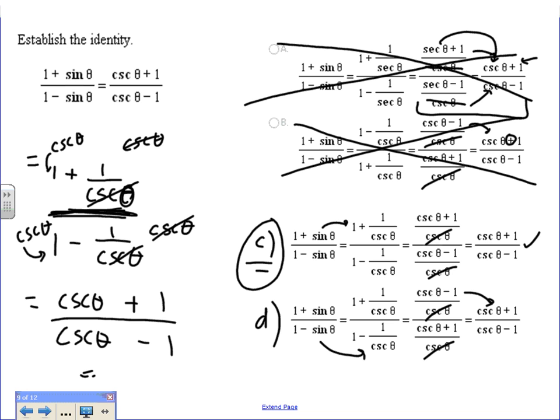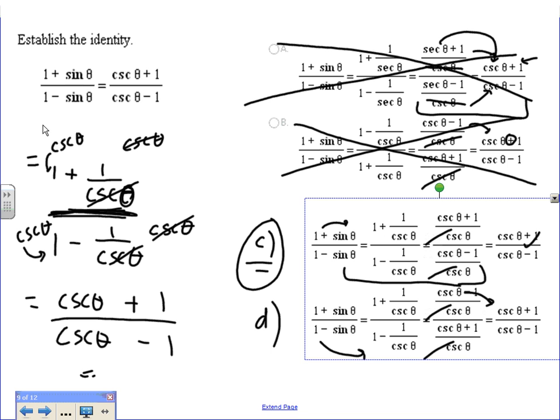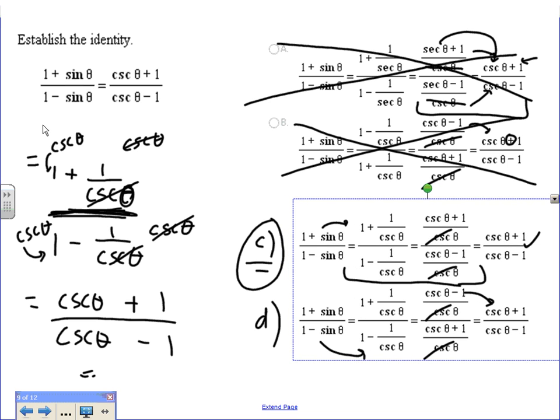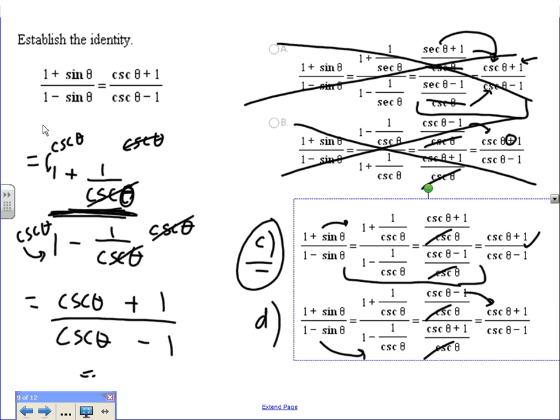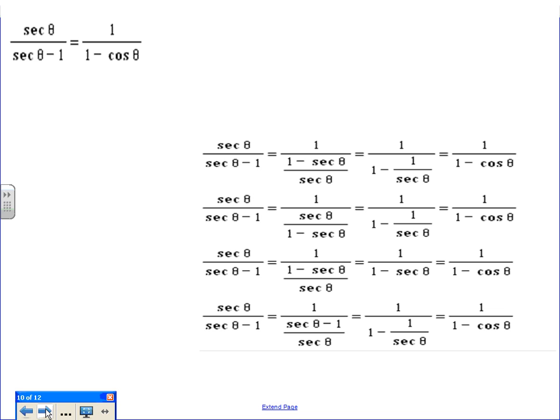That was my idea, yet their idea here, going from this step to this step, was to find a common denominator. They could have just multiplied by the common denominator, and that would have been much easier. Now, let's look at the next one here.